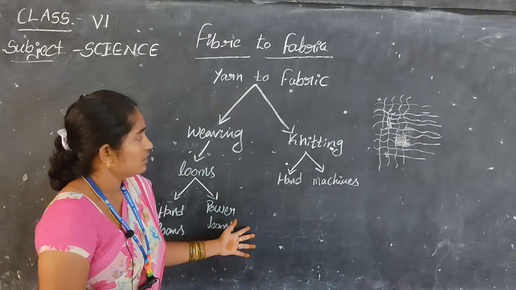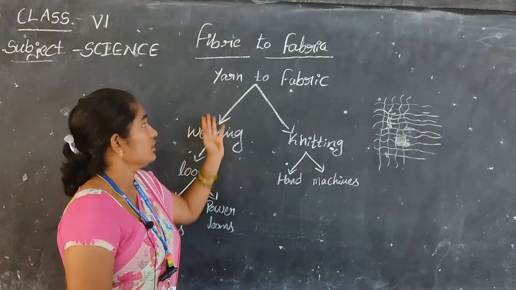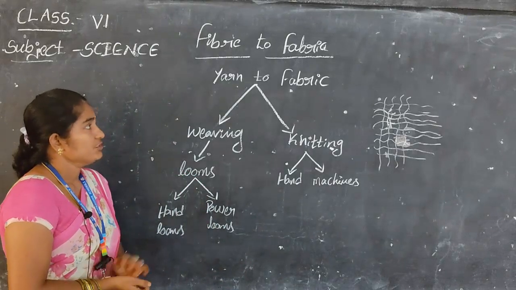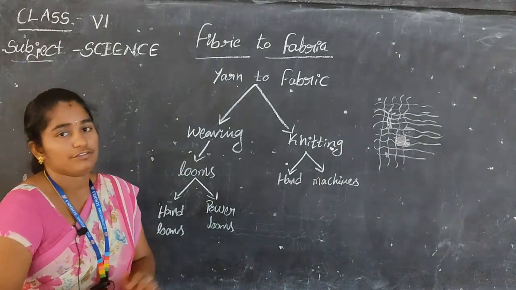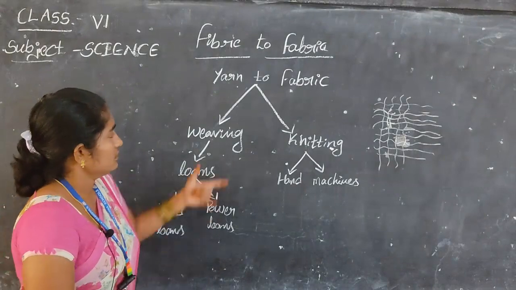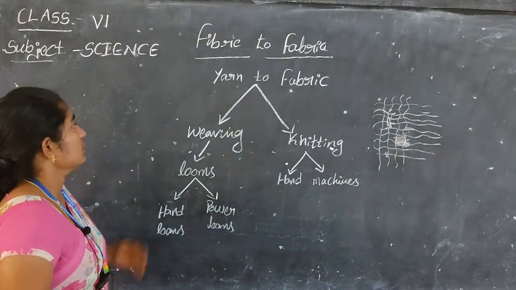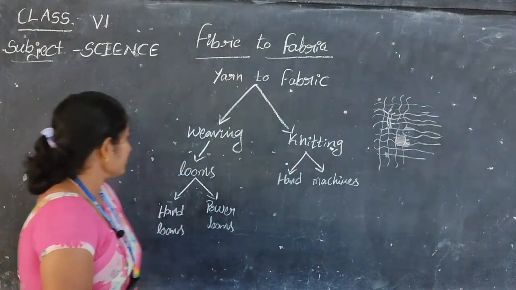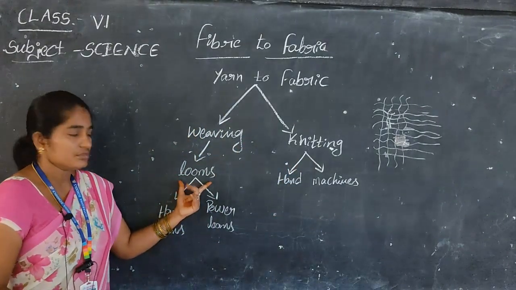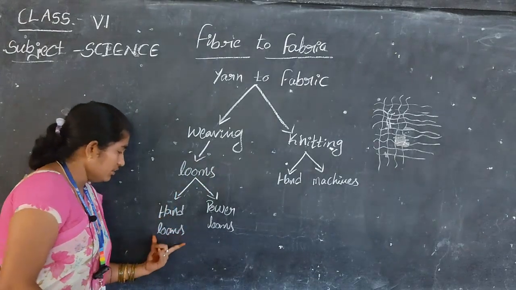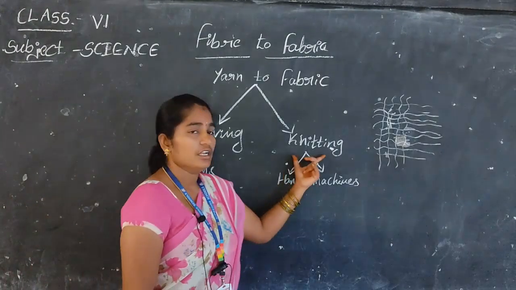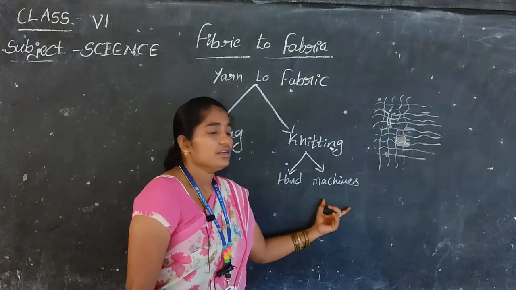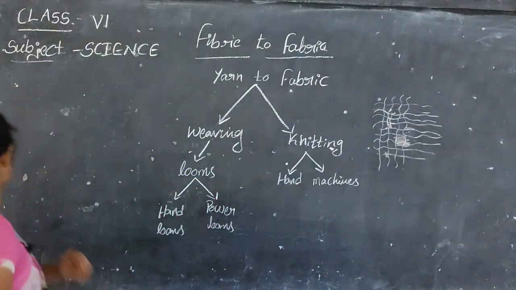So this is the process of yarn to fabric. Fiber to yarn, and after that yarn to fabric. These are the total methods. Yarn to fabric has two types, weaving and knitting. Weaving is done on looms, hand looms and power looms. Knitting also has two types, hand knitting and machine knitting.